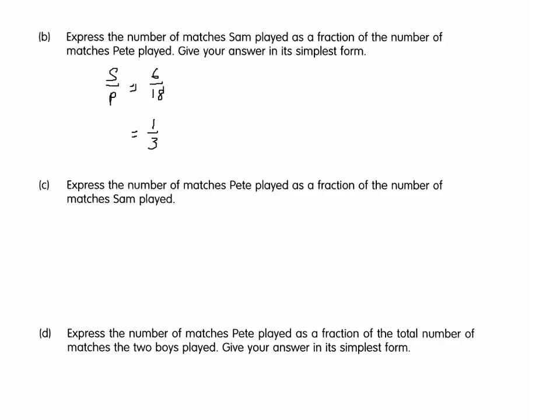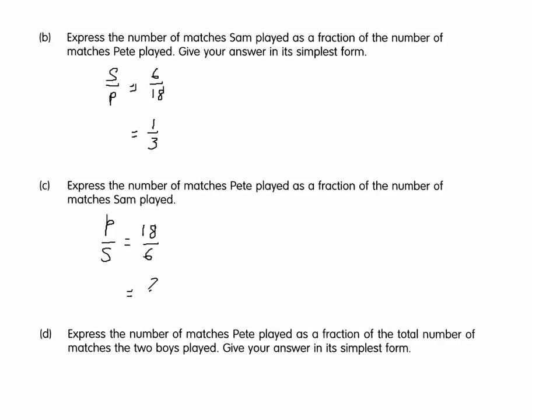Okay, express the number of matches Pete played as a fraction of the number of matches Sam played. Okay, so you need to understand from this statement, Pete over Sam, which is 18 over 6, which equals 3 over 1. Okay, we'll leave it like that because they want it as a fraction, right? We'll leave it as 3 over 1 because they want it as a fraction.